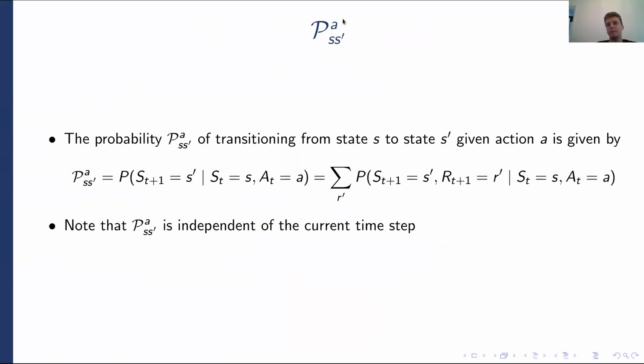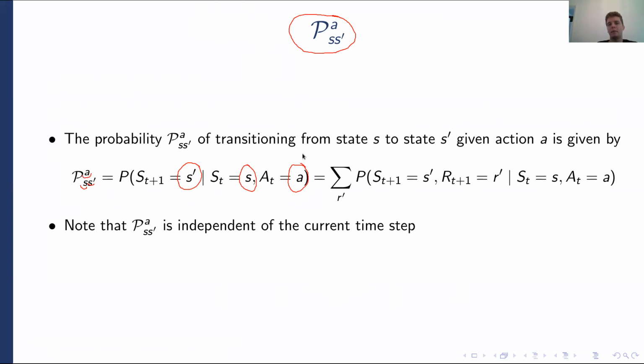The first part of this environment model is what we'll denote by P_{ss'}^a. So P_{ss'}^a is a shorthand for the probability of the next state being S prime, given that the current state is S and the current action is A. Okay, so P_{ss'}^a is the probability of transitioning from S to S prime given action A.